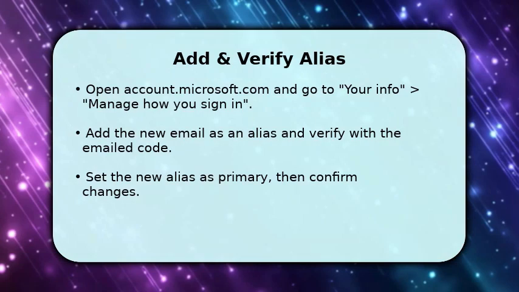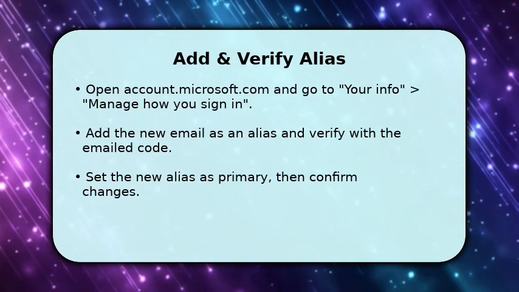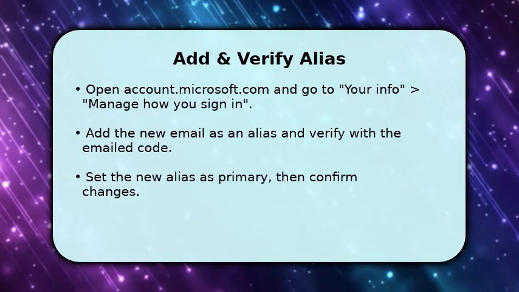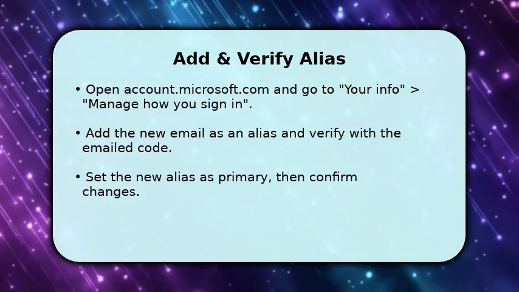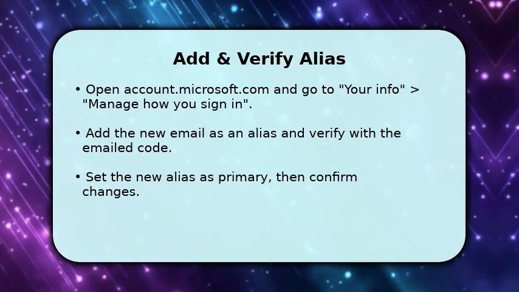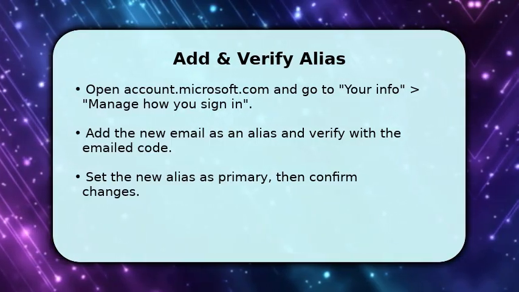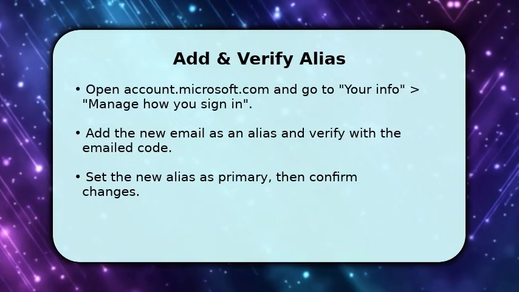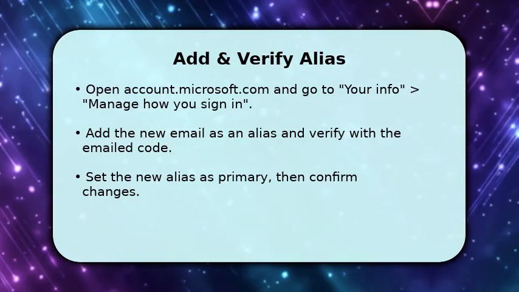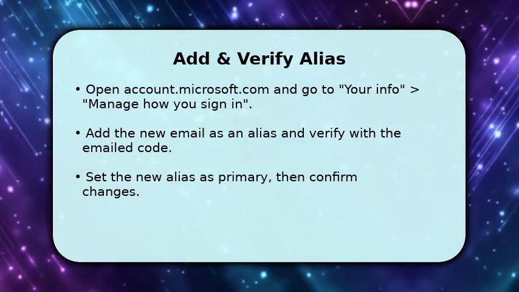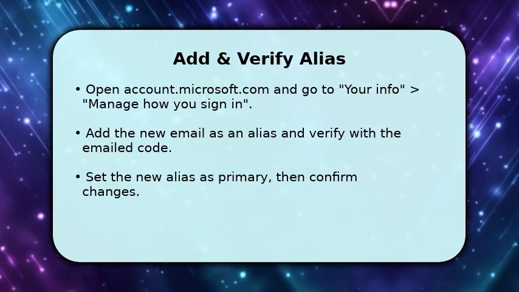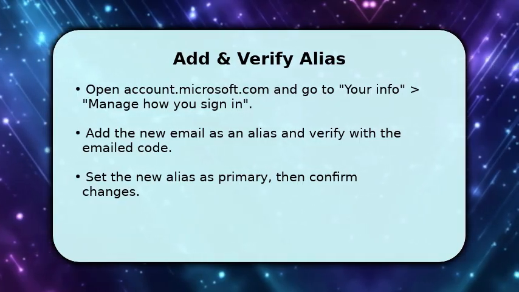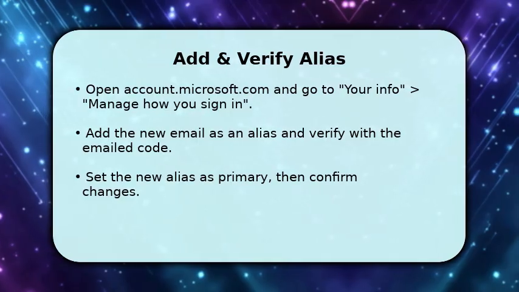Now you'll change the login method by adding an alias. Go to Account, Microsoft.com, choose your info, then manage how you sign into Microsoft. Add your new email as an alias and check that inbox for the verification code. Enter it right away. Once verified, make that alias the primary account email. This tells Microsoft and Xbox to use the new address for sign-in and notifications.